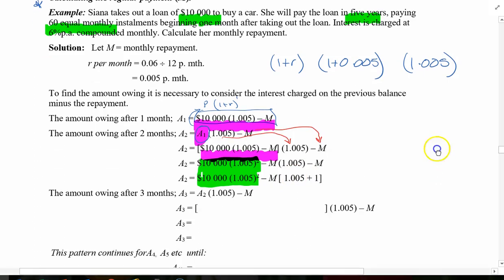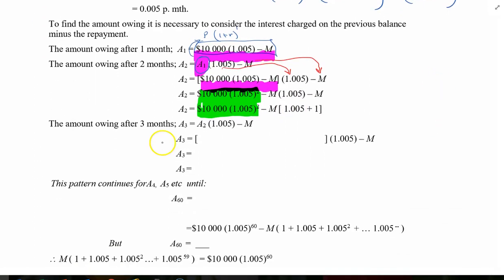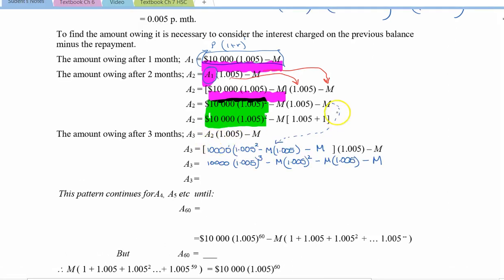The amount owing after 3 months would be A2 lots of 1.005 minus m. Okay, you'll see that I've put in this little dotted line to show you that I'm going to replace A2, but I'm not replacing it with the direct line above. I'm going back one, just so that it'll make the expansion or multiplication by this term a little bit easier to see where terms are coming from.